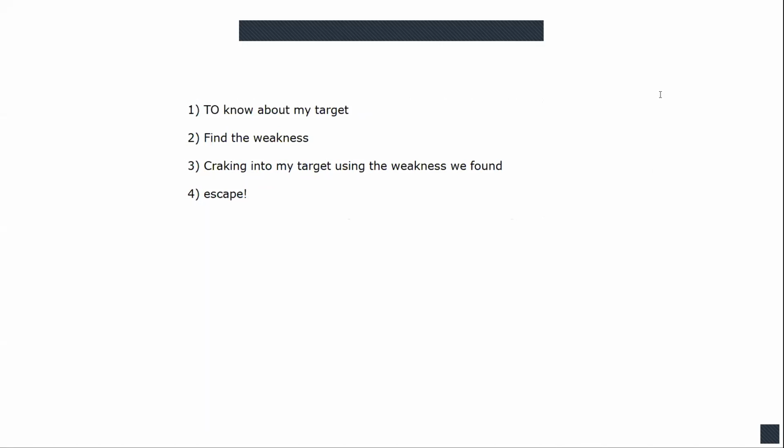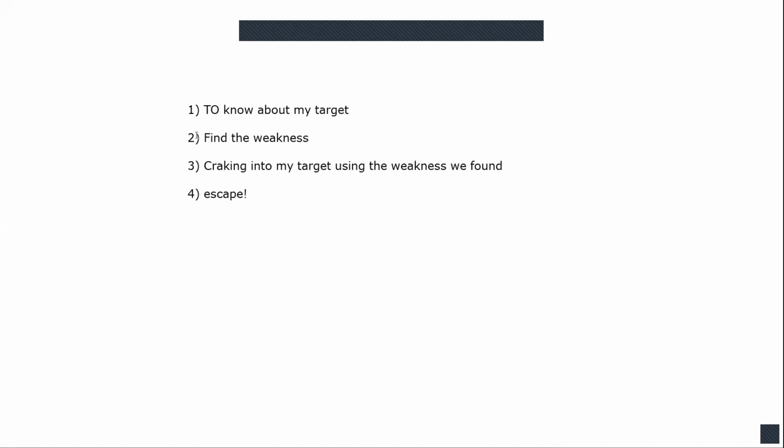First of all, if I need to rob a bank, I'll know about my target. So, where is the bank? Is it on the main road? Is it in some street? How many security guards do they have? How many CC cameras? Everything comes under knowing about my target. After that, I need to find if there is any backdoor to this particular bank, or any security tunnel into it or something like that.